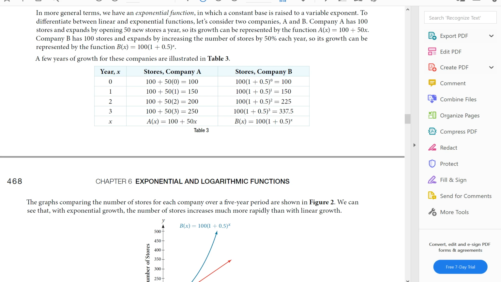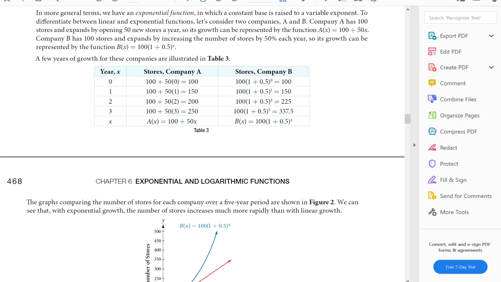And quickly take a look at another example that's kind of similar to what I just did with populations, but now it's a company that produces stores. We have 2 companies that produce stores. Okay, so if you start at the second sentence above, company A has 100 stores and expands by opening 50 new stores a year. So you see every year, it's 50 more. So that's constant. So that tells you, oh, it's going to be a linear model. So we start at 100 and essentially we go up with a slope of 50. So this is why they write A of x is 100 plus 50x. Okay, so it's a linear model that models how that company produces stores.